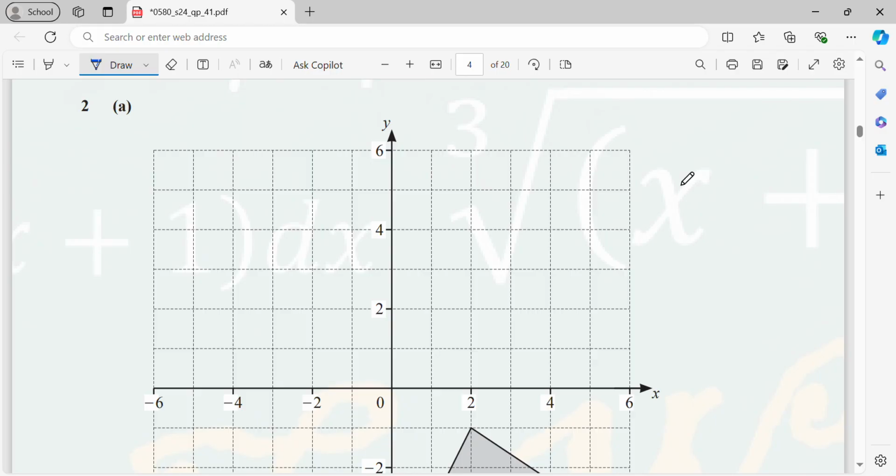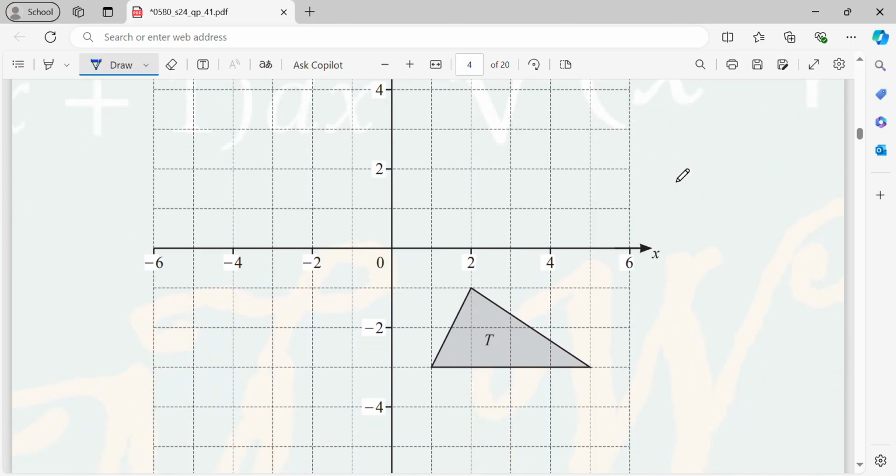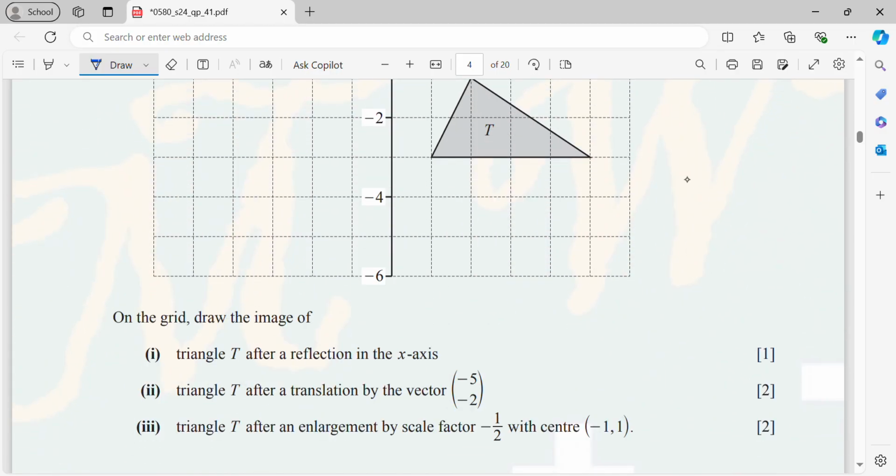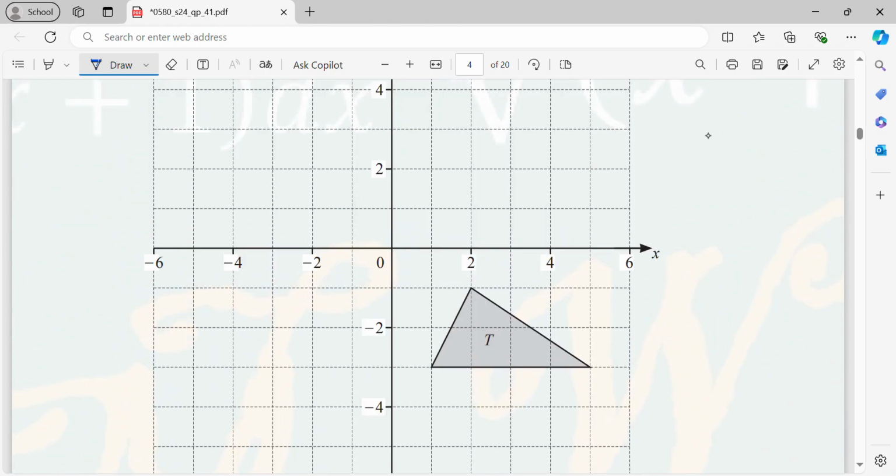Next question, number 2a. Given this diagram, or grid. Now, on the grid, draw the image of triangle T after a reflection in the x-axis. So, reflection in the x-axis means you treat the x-axis as a mirror. Okay, this is a mirror line. And then now, just do the reflection.